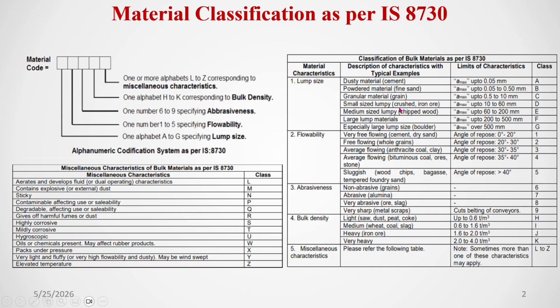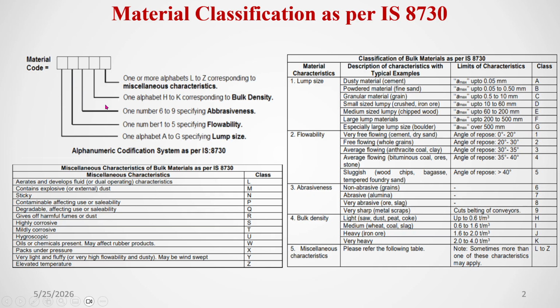Small size lumpy material, that is crushed stone or iron ore, 10 to 60 millimeter, is classified as class D. Then medium size lumpy material, like chipped wood, 60 to 200 millimeter, is classified as E. Large lump size, 200 to 500 millimeter, is F, and especially large lump size, like boulders, over 500 millimeter, is G.